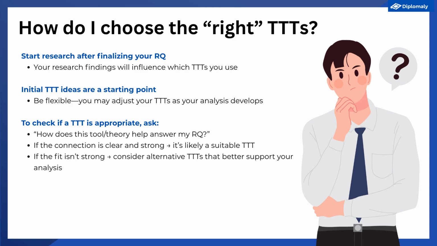When you're trying to figure out whether you have picked the right TTT for your IA, you should ask yourself how and where this tool or theory can answer your research question. If you can come up with a good answer, then this is likely an appropriate TTT. If not, it is worth thinking of other TTTs that might be more appropriate. Let's use the examples in our previous video to demonstrate how this might be done.